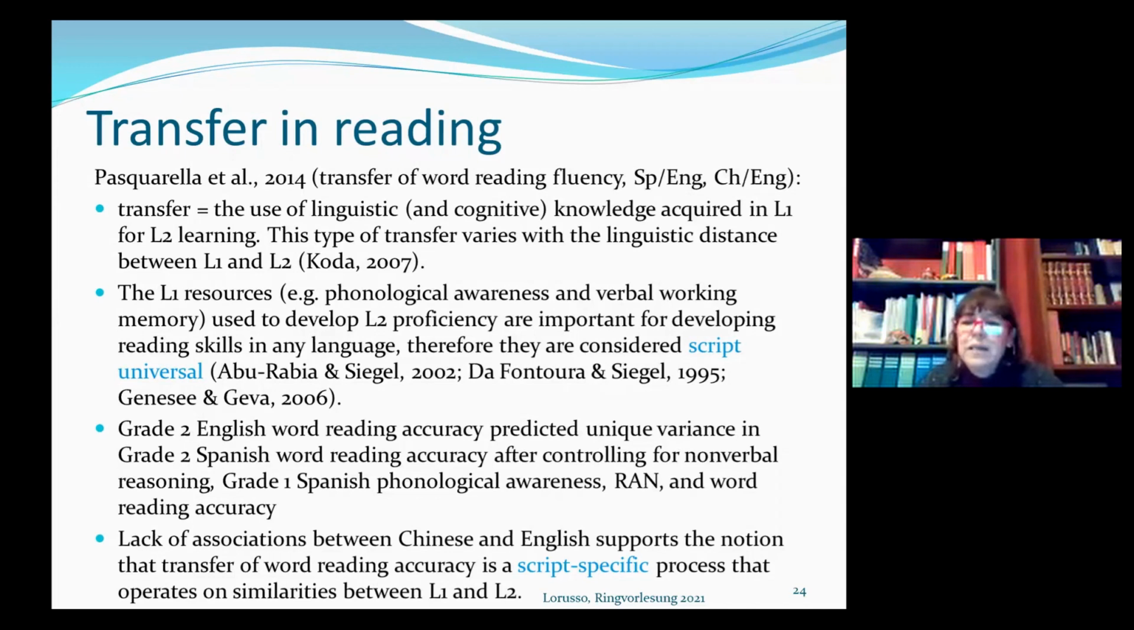So again, we have a script universal part of abilities and processes that explain the learning of reading in different languages, but also script-specific processes that make languages that are very distant from each other sort of independent groups, where there is no positive transfer from one language to the other one, but also no interference from one language to the other.